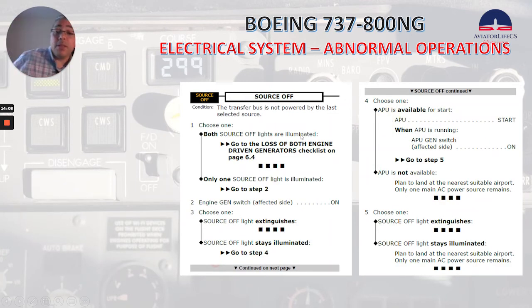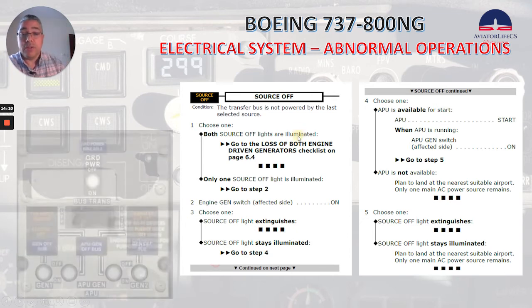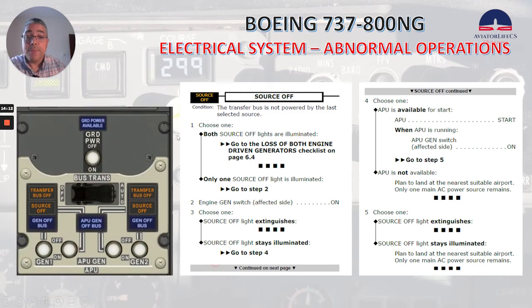So now if we talk about the source off non-normal checklist, and here we have the panel. Condition: the transfer bus is not powered by the last selected source. Choose one. Both source off lights are illuminated. Go to the loss of both engine-driven generators checklist on page 6.4. Only one source off light is illuminated. Go to step 2, which says engine generator switch, affected side, on.